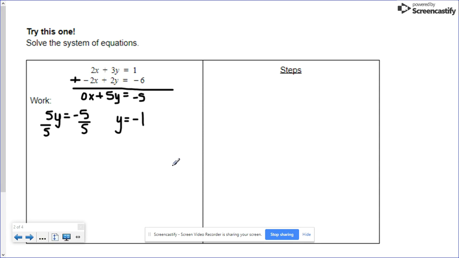So this time I've got y first, so it does not matter which one you go with, the top equation or the bottom equation. It really doesn't matter at all. I'm just going to choose the top one, and everywhere I see a y, I'm going to now plug in negative 1.